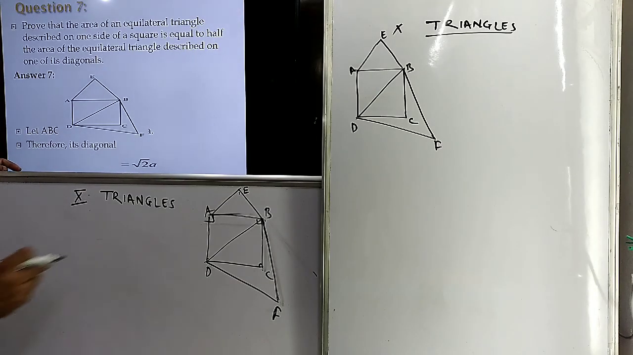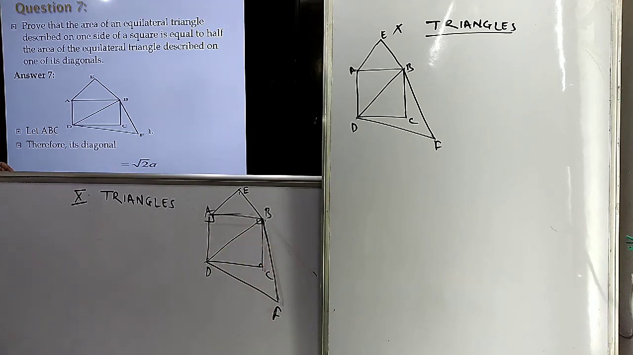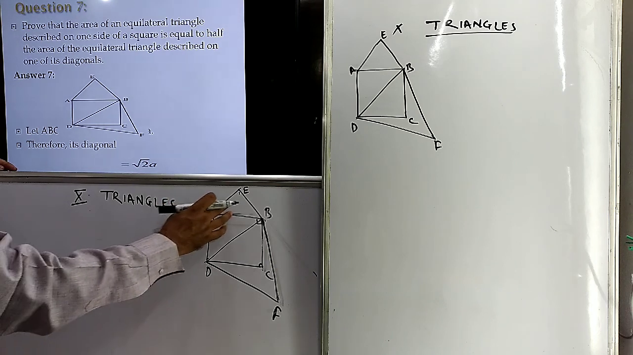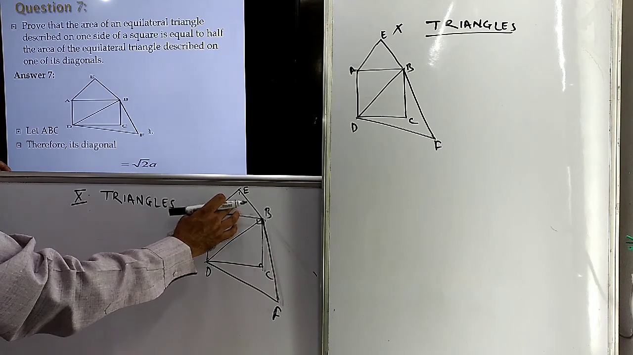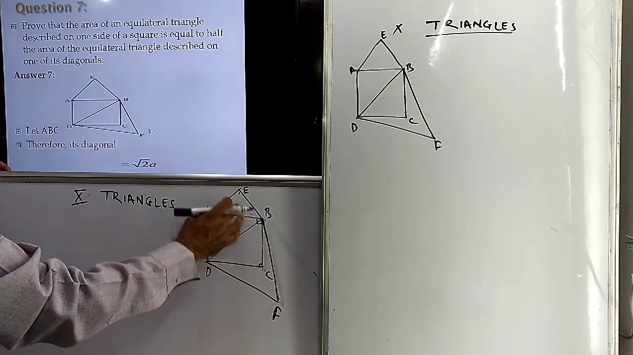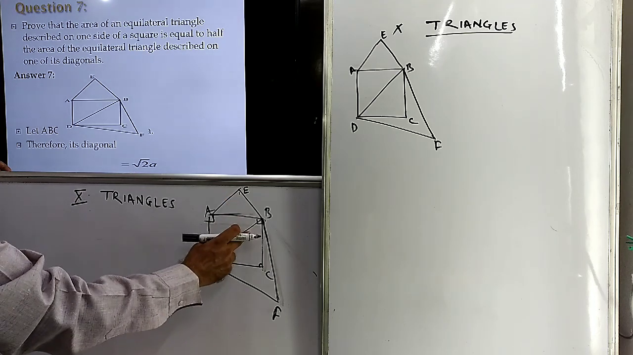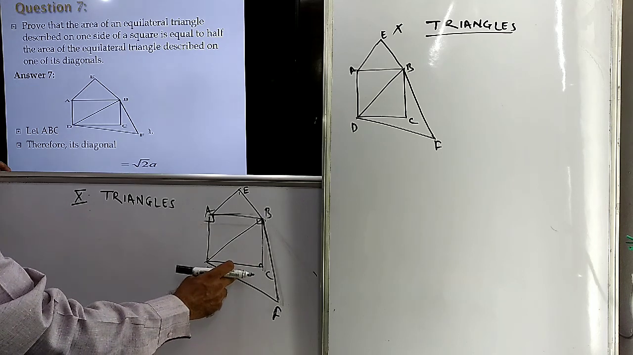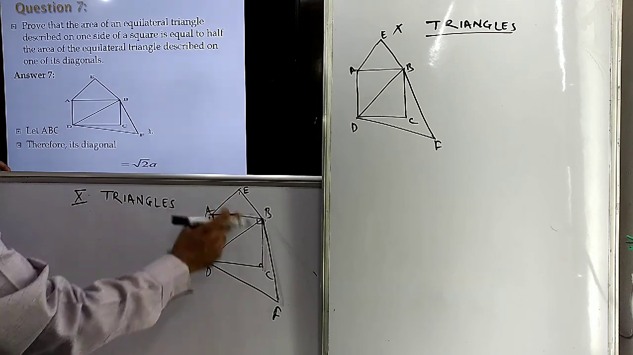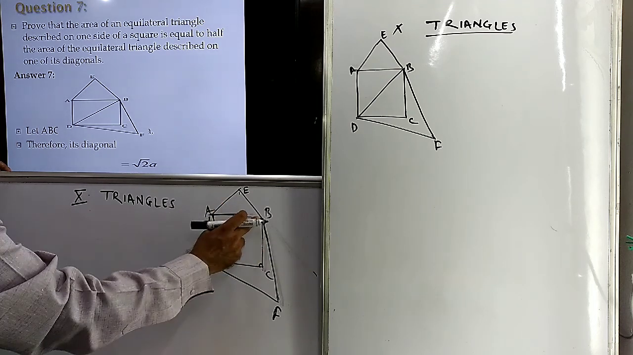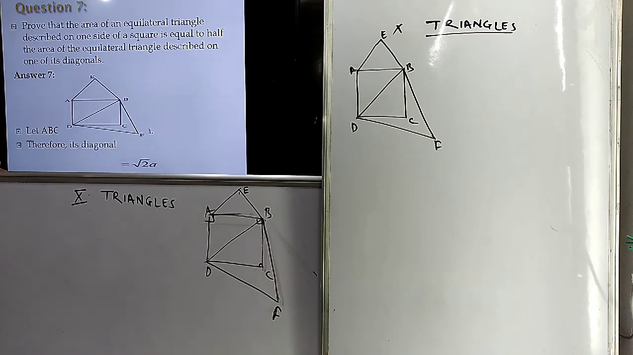Now in this problem, what is given? This is a square, and what we have to prove is that the area of this triangle, which is an equilateral triangle on the side of the square, is half the area of the equilateral triangle described on the diagonal. So the area of triangle ABE is half of the area of triangle BDF.